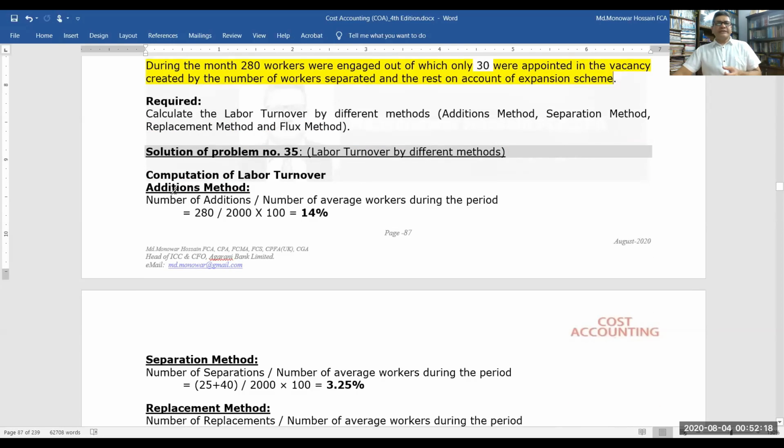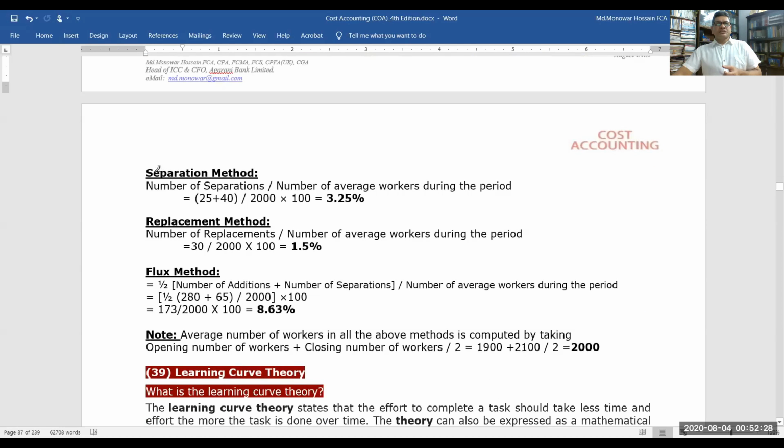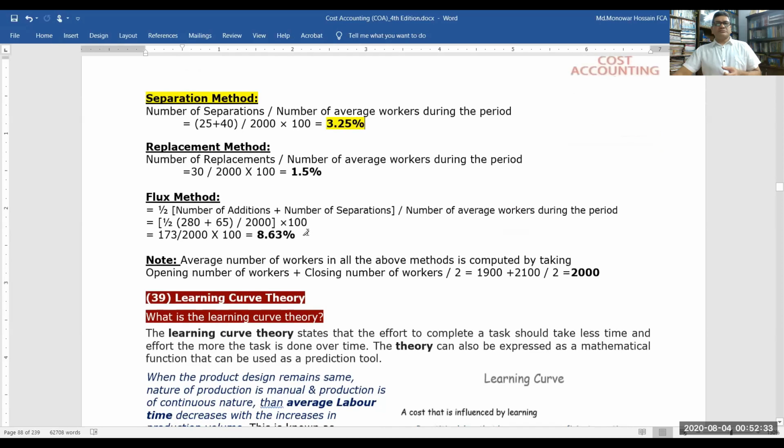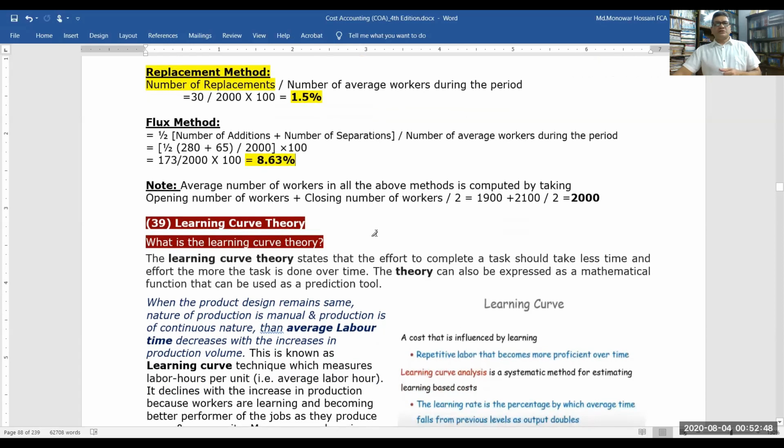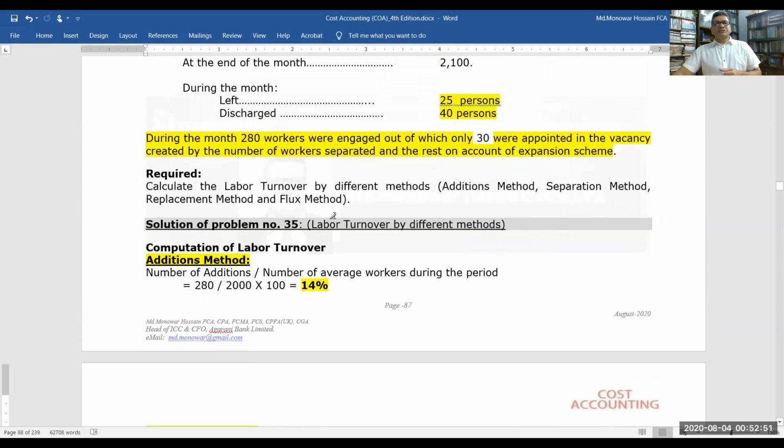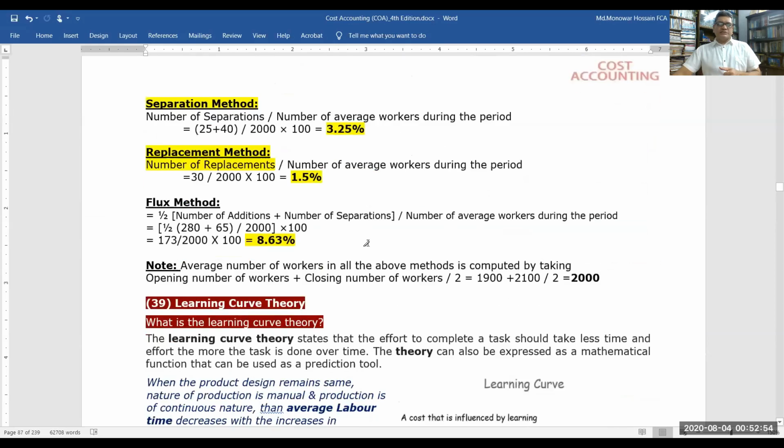So the calculation is, the additional method, the number of additions divided by the average number of workers during the period, comes to 14%. The separation method comes to 3.25%. The replacement method is 1.5%, so the number of replacements divided by the average number of workers during the period. The loss method comes to 8.63%. So these are the different methods of labor turnover.